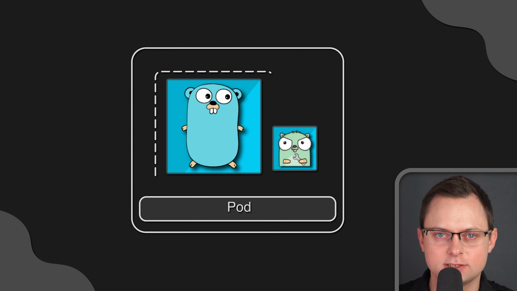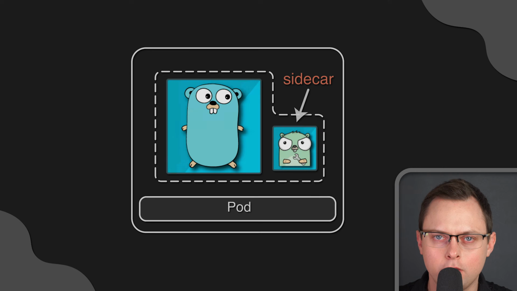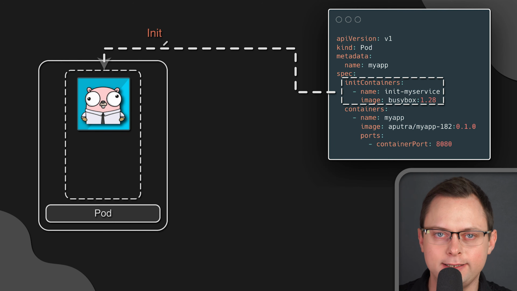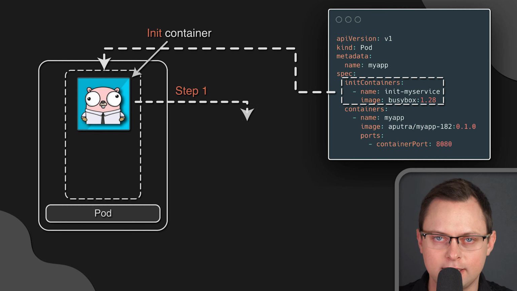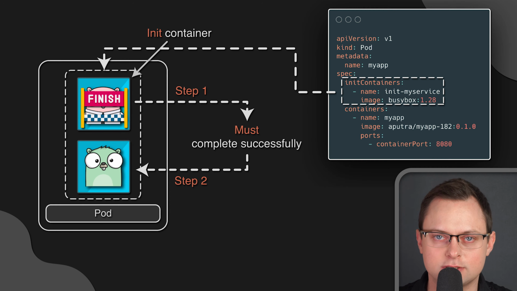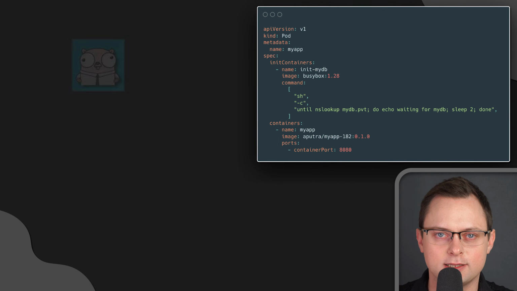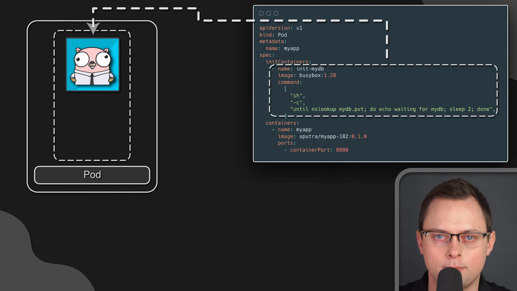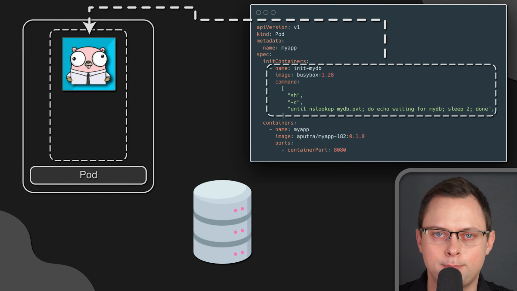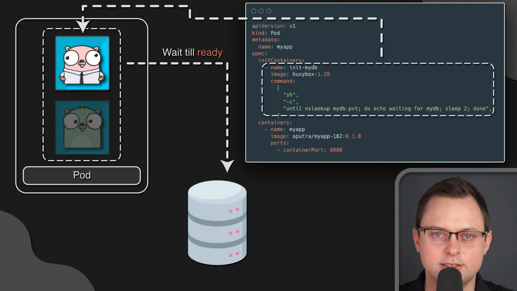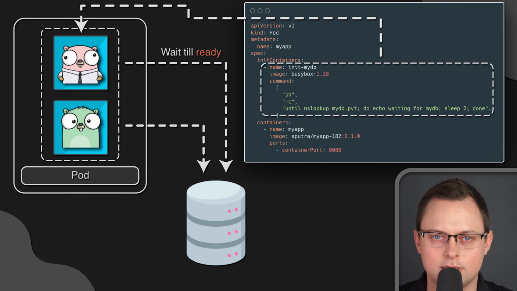Besides running containers side by side in the same pod, you can run containers before the main app container starts. These are called init containers. Unlike main containers, init containers always run to completion, and an init container must complete successfully before the main container starts. One common use case for init containers is to run a script that blocks until certain preconditions are met. For example, if your app has a dependency on a database, an init container will block the start of the main app until the database is ready to accept connections.